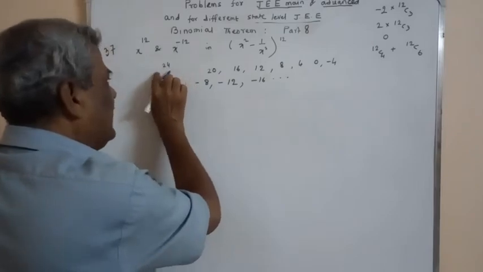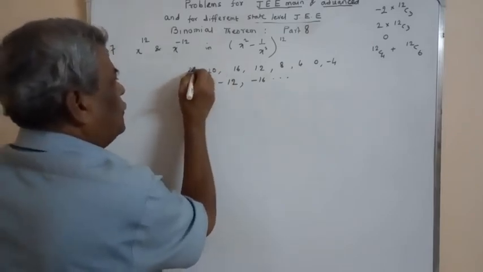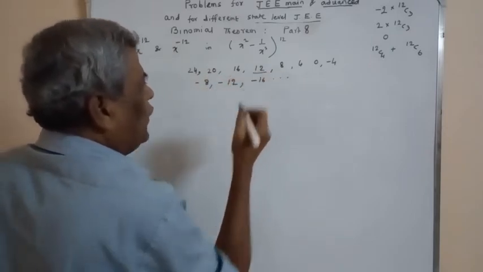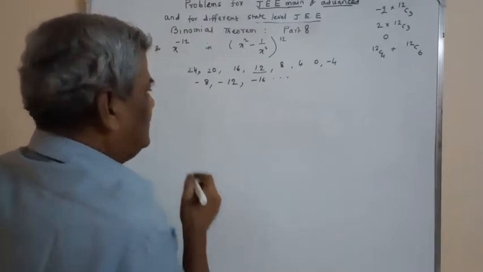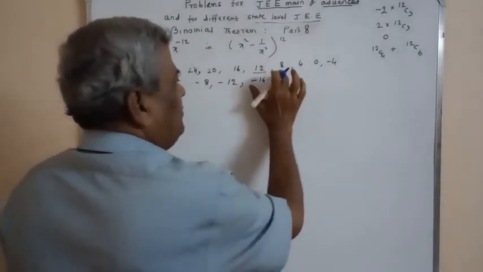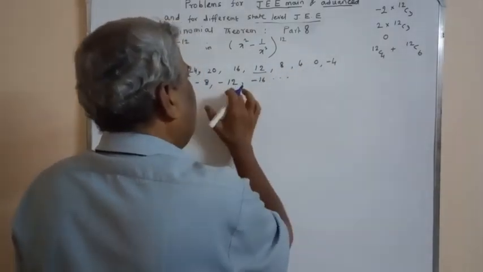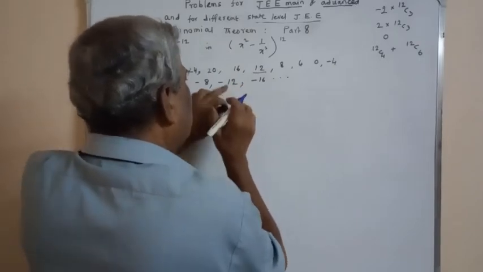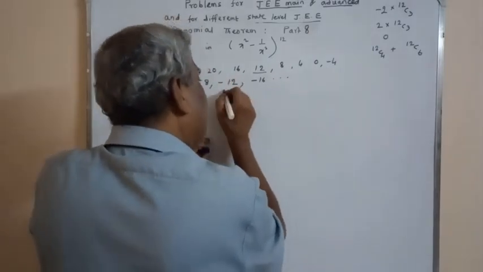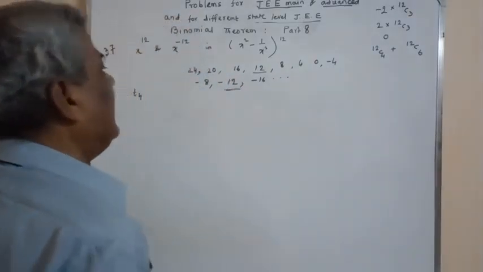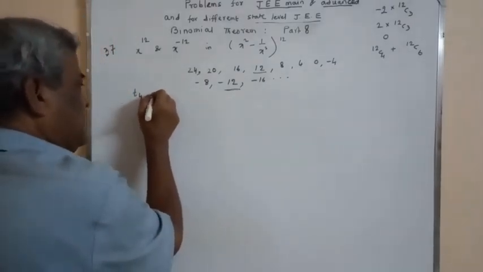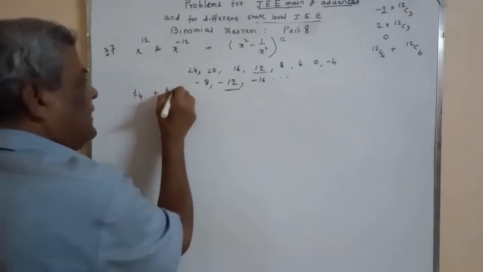Now, first term will contain x to the power 24. Second term will contain x to the power 20, third term x to the power 16, fourth term will contain x to the power 12. Now counting on: 5th, 6th, 7th, 8th, 9th, 10th term. 1, 2, 3, 4, 5, 6, 7, 8, 9, 10. And the 10th term will contain x to the power -12. So we have to find coefficient of T4 and T10.